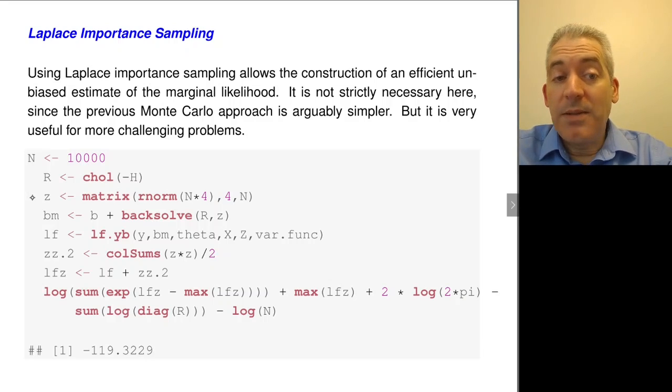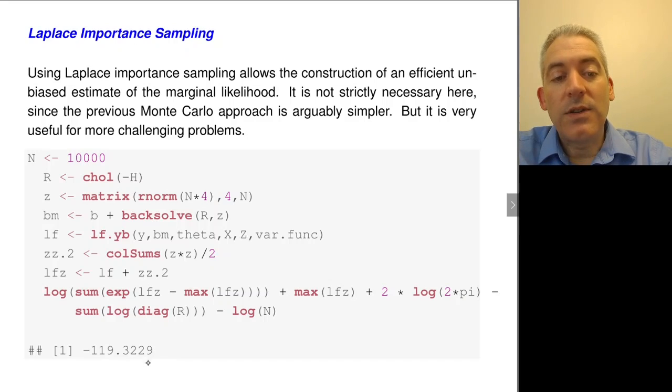We set up Laplace importance sampling in terms of sampling relative to standard normal quantities. So here we simulate our matrix Z of standard normal random quantities. We then backsolve with the Cholesky triangle to get our matrix of B's. We then use our joint likelihood function to get our likelihood evaluations for those B's, and then we just put together our actual Laplace importance sampling estimate of the observed data likelihood. And again, this is probably the most computationally efficient method we've seen so far.